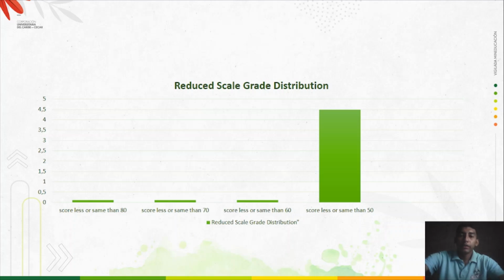As you can see in this image, some students have a score less than or equal to 8 points, because in my institution in Guaranda, we take a score from 1 to 100. As you can see, most of the young people have a score less than or equal to 50 points.